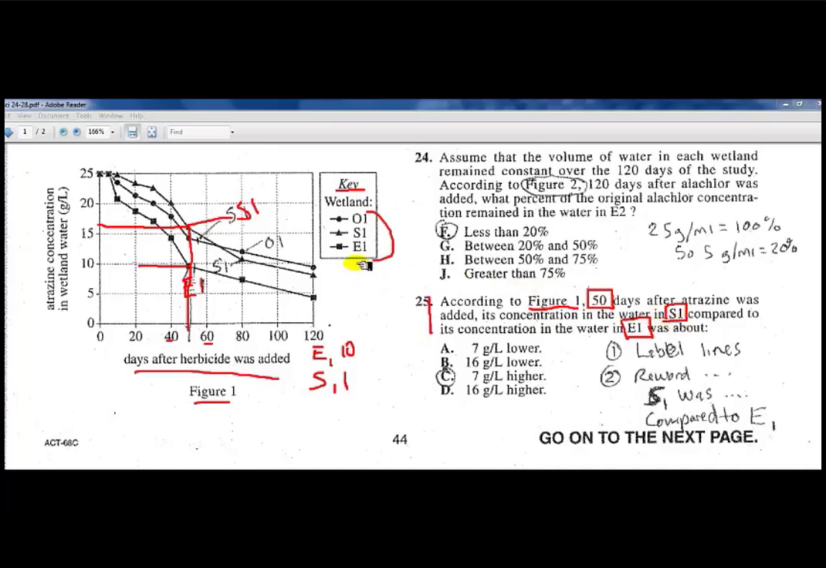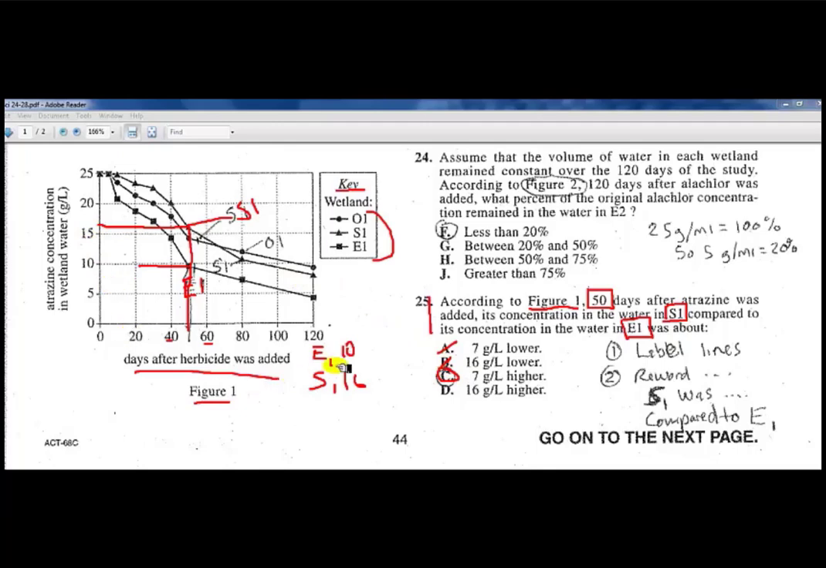The water, is it higher or is it lower? Come over here and see S1. We said here it was 16. S1 is higher than E1. So right away we can cross out answer A and B, and you see the difference between S1, 16, and E1, 10, is about 6. You look at your answer choices and see that C is the closest answer choice based upon what we kind of guesstimated here.